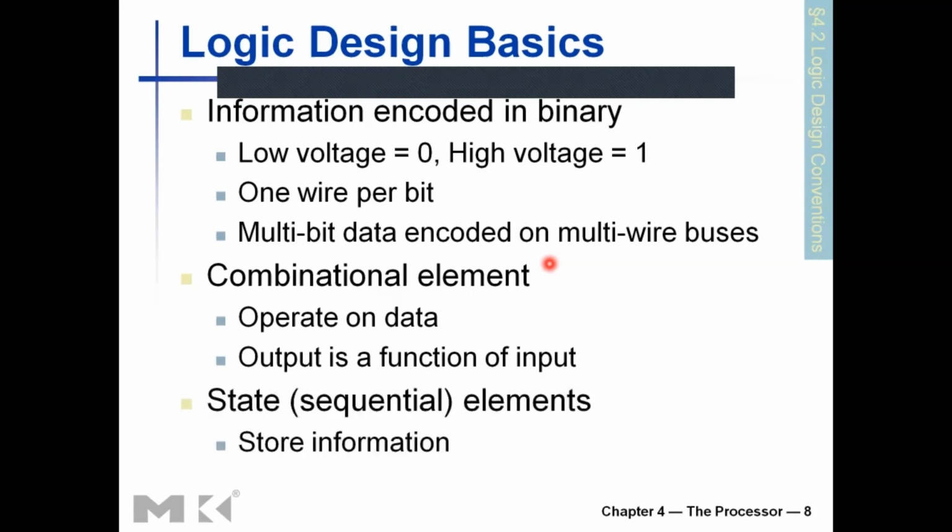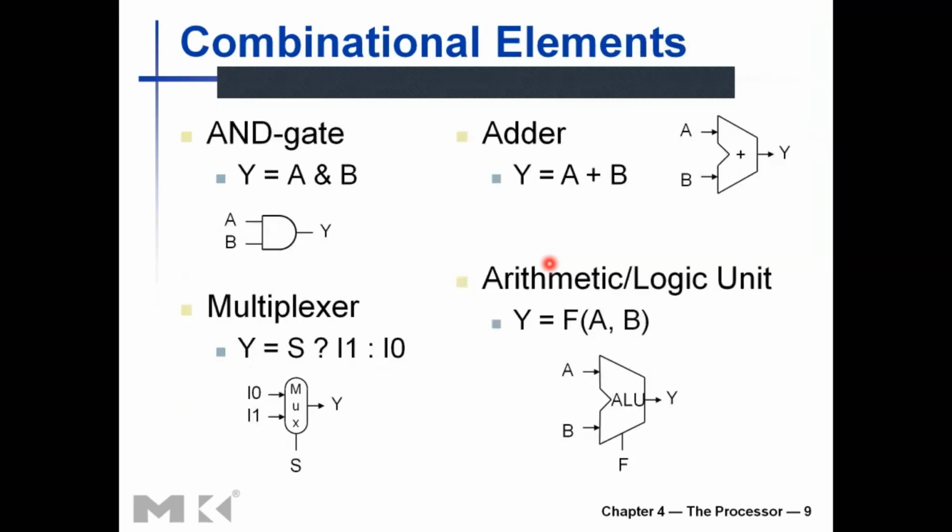Right. So that is one type, combinational elements, and the other type are sequential elements or state elements. Sequential elements can store information. It has a state. So output is a function of not just input, it's a function of input as well as the internal state. Combinational elements can be some simple elements like an AND gate where the output Y is equal to A and B, right? Some very simple stuff.